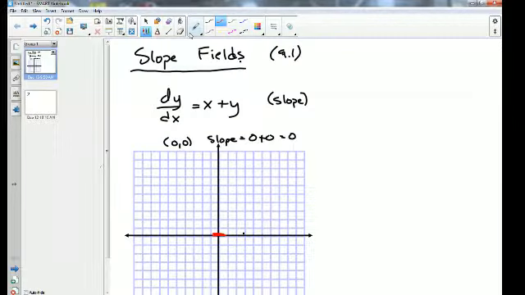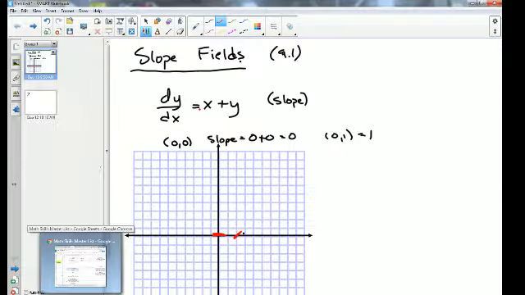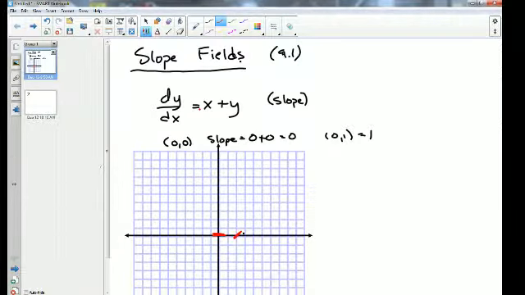Okay, so what if we have the point 0, 1? The slope is 1, right? 0 plus 1. So at 0, 1, you put a little tick mark that has a slope of 1. I'm going to scale mine. I'm going to go by 2s, that's what I mean.